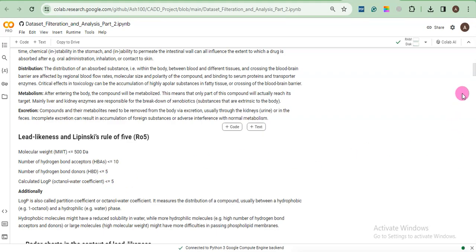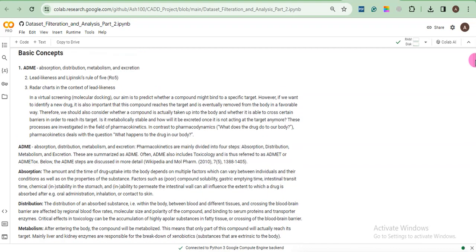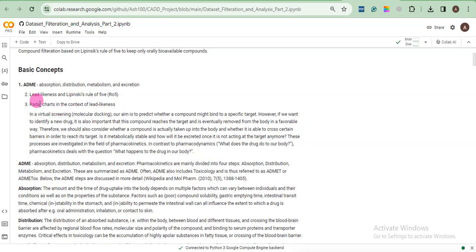Okay, so the third thing we will discuss is the radar chart in the context of lead likeness in this notebook. What is a radar chart? A radar chart is simply a kind of figure which looks like radar signals, and the beauty of that chart is that we can study all the 4 Lipinski rules in one figure. So that is a very interesting chart. We will see and calculate it in this section. That is why it is also called a radar chart.